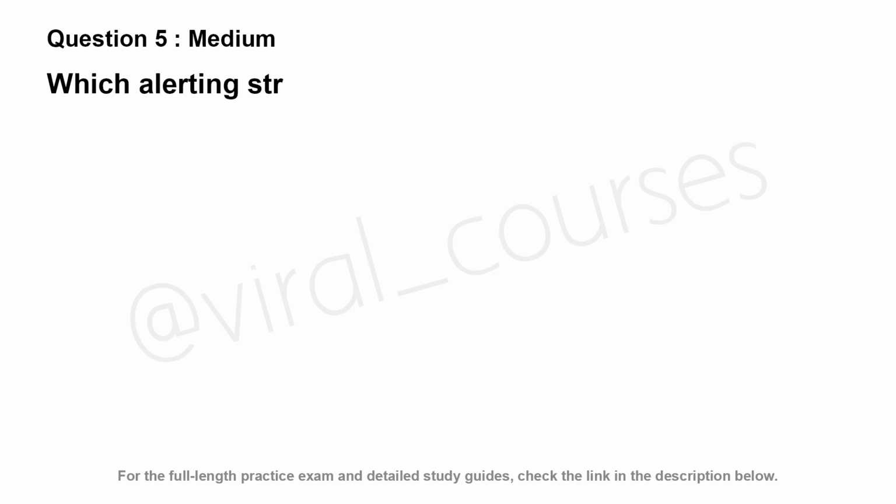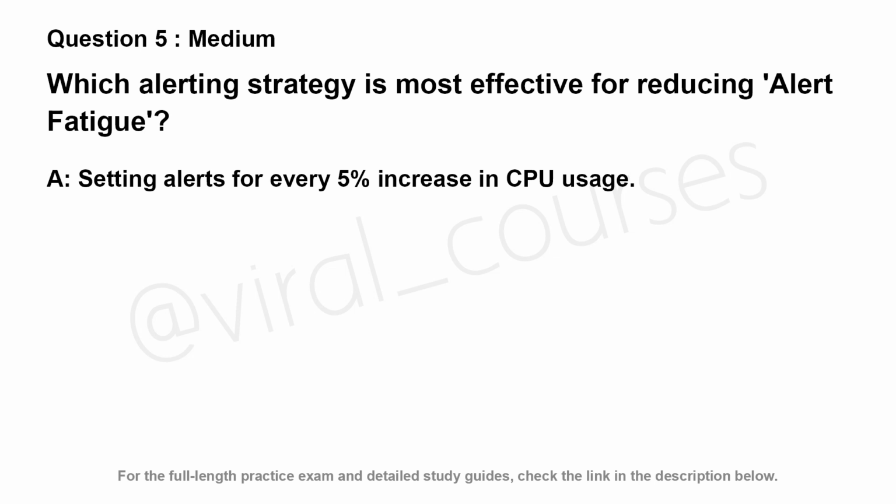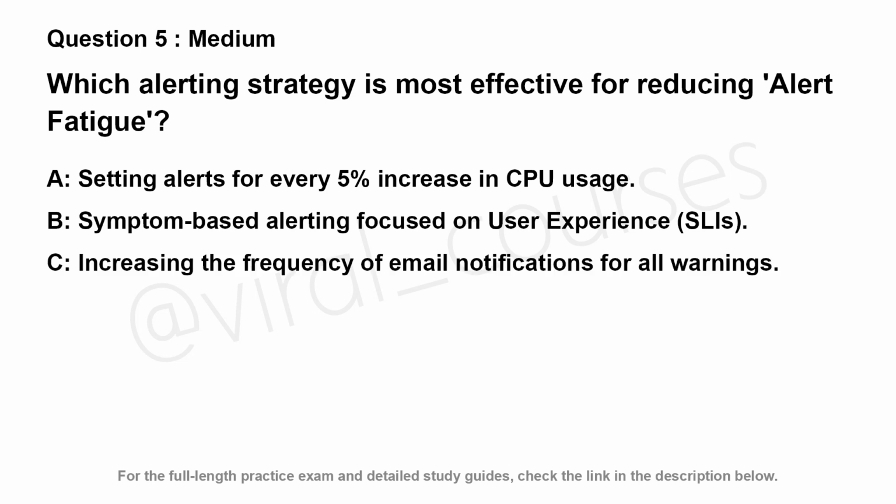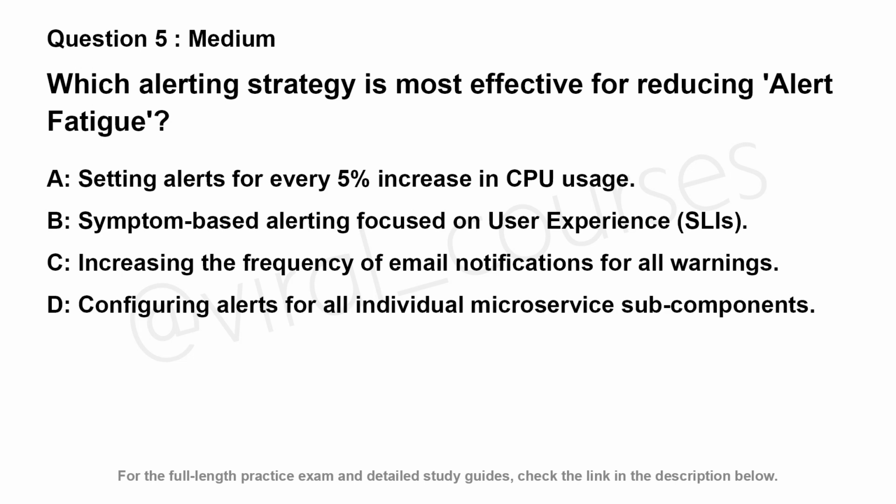Which alerting strategy is most effective for reducing alert fatigue? Option A. Setting alerts for every 5% increase in CPU usage. Option B. Symptom-based alerting focused on user experience, SLIs. Option C. Increasing the frequency of email notifications for all warnings. Option D. Configuring alerts for all individual microservice subcomponents.